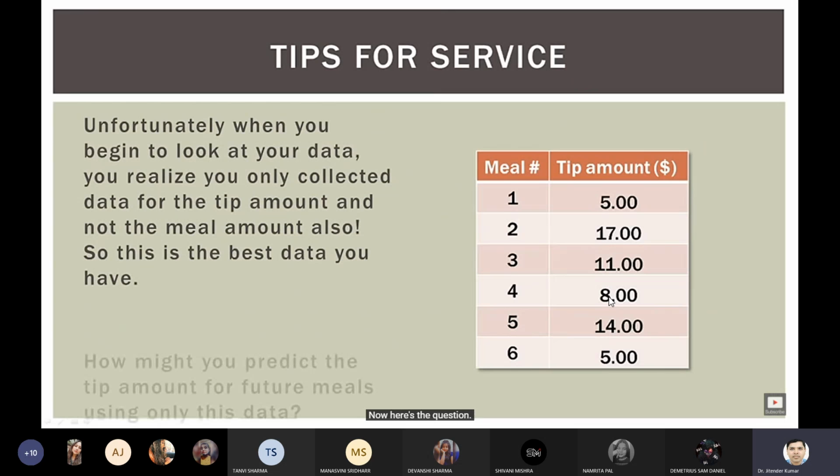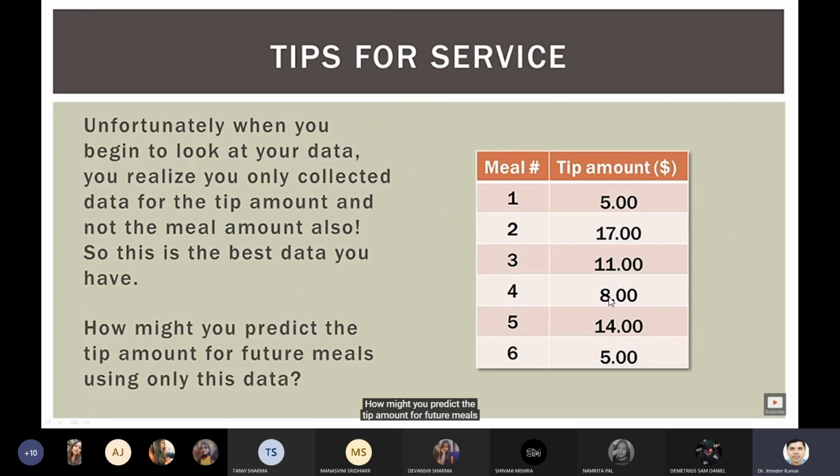Now here's the question. How might you predict the tip amount for future meals using only this data? There's only one variable here, the tip amount. The meal number is just a descriptor. So we have one variable, the tip amount. But I still want to challenge you to come up with a model that will allow you to predict, within some reason, what the next tip is going to be. How can you do that?